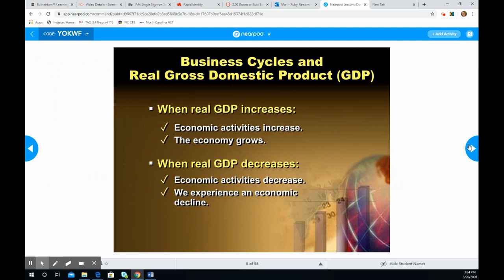Business cycles and real gross domestic product, also known as GDP, which we've seen already in class. When that real GDP increases, economic activities will increase. So therefore, the economy is growing. When your real GDP is decreasing, your economic activities decrease. So therefore, when they're decreasing, we experience an economic decline.